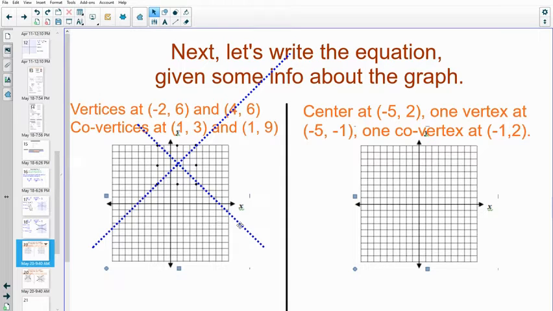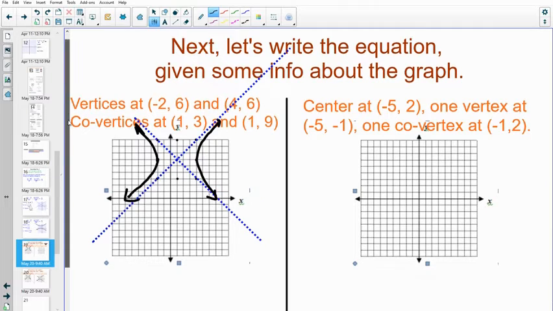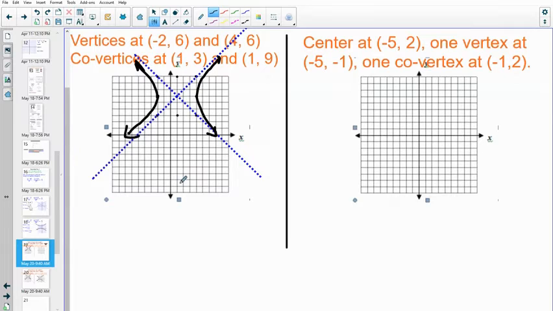So the asymptotes are going to look something like that. The vertices were these two, the ones on the sides, and that tells me a little something about what it's going to look like. And so the rest of this graph will look something like this, approaching those asymptotes and going through the other vertex, approaching those asymptotes.